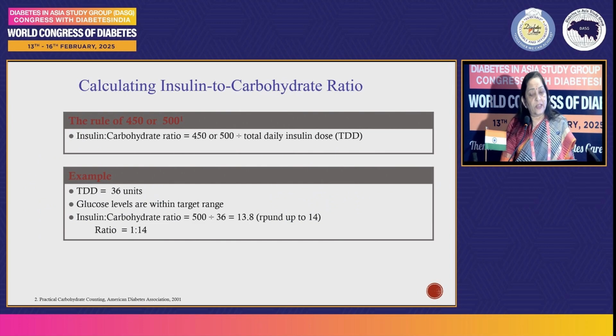So now, calculating the insulin to carb ratio. The rule is 450 to 500, but generally in the insulin pump they are using 450, and otherwise you can use 500. So insulin carbohydrate ratio is equal to 500 divided by total daily dose. So the patient's total daily dose is 36 units. So 500 divided by 36 is equal to 13.8, considered 14. So the ratio is 1 to 14. So 1 unit of insulin will cover 14 grams of carbohydrates.